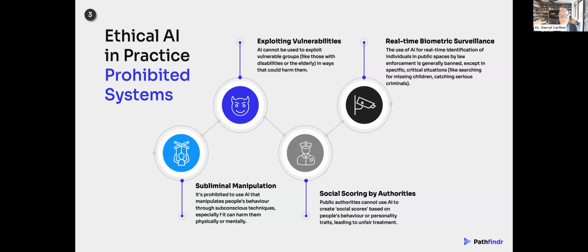Now, a problematic one on a global basis is social scoring by authorities, banned as a prohibited system under the European system. But of course, in some jurisdictions, social scoring is approved practice, in fact, encouraged practice. So that one's going to be interesting to see how it maps out.